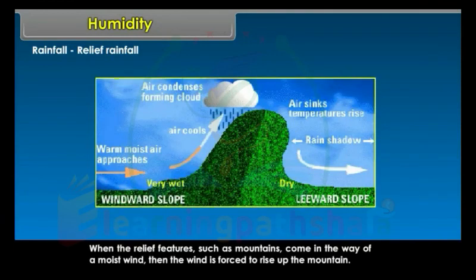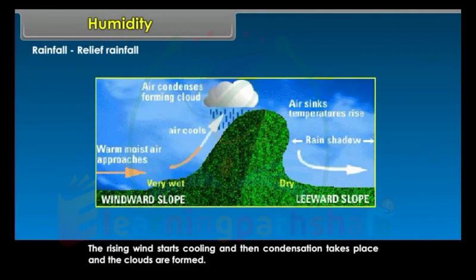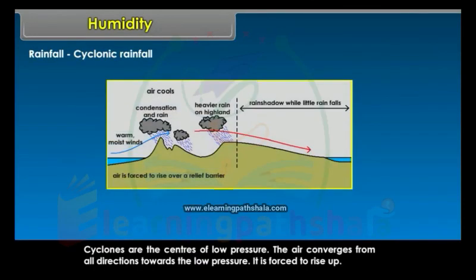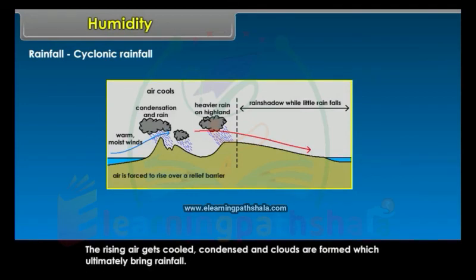Relief rainfall. When the relief features such as mountains come in the way of a moist wind, then the wind is forced to rise up the mountain. The rising wind starts cooling and then condensation takes place and the clouds are formed. Cyclonic rainfall. Cyclones are the centers of low pressure. The air converges from all directions towards the low pressure. It is forced to rise up. The rising air gets cooled, condensed, and clouds are formed, which ultimately bring rainfall.